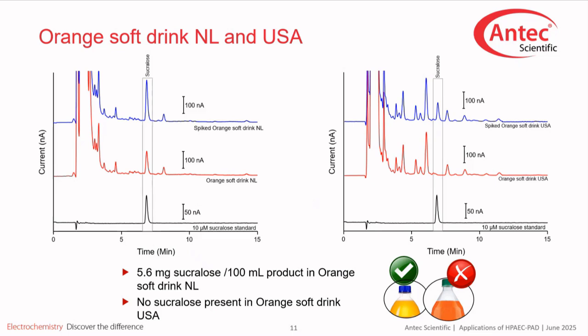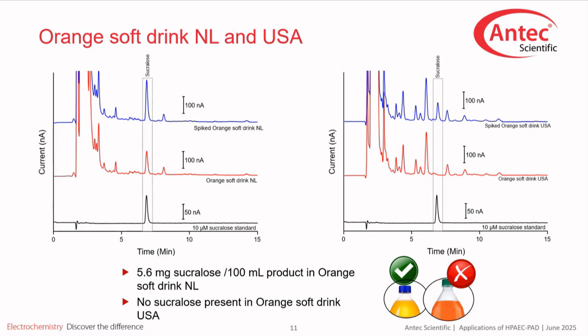The left side shows three distinct traces: a low standard, a treated orange drink, and a spiked sample. This confirms the presence of sucralose in the Dutch drink, an artificial sweetener approved for use in the EU.